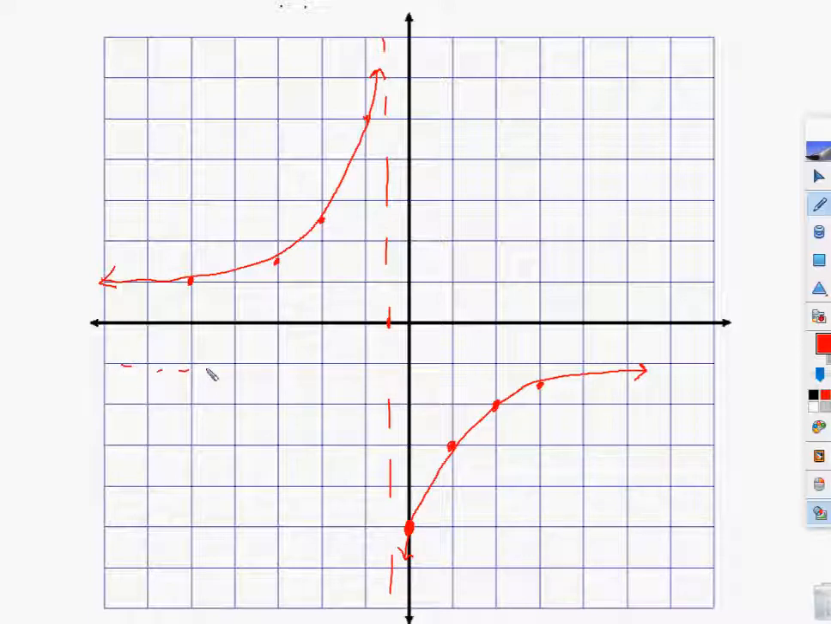Okay, we'll say there's an asymptote here. And we'll say there's an asymptote here. So we have a vertical asymptote and two horizontal asymptotes.